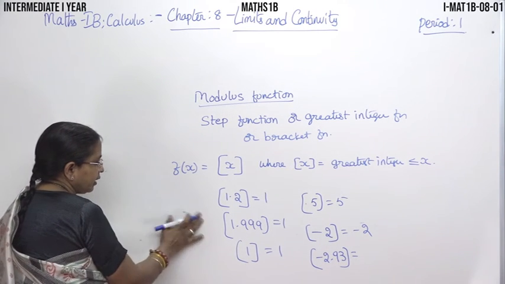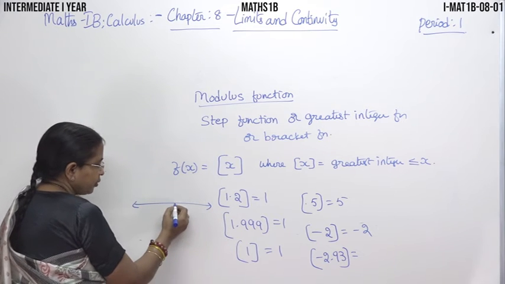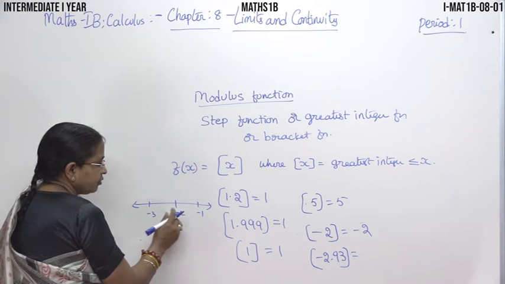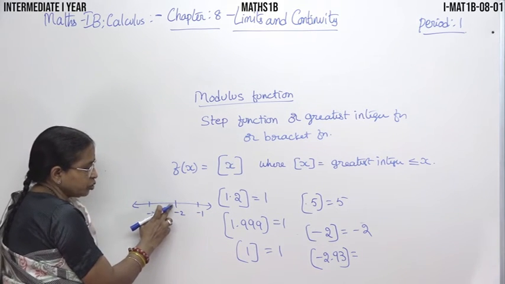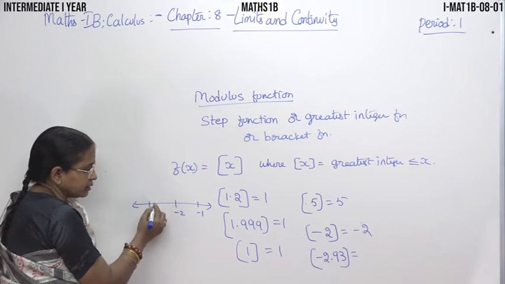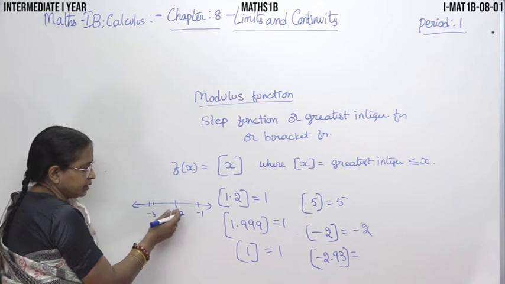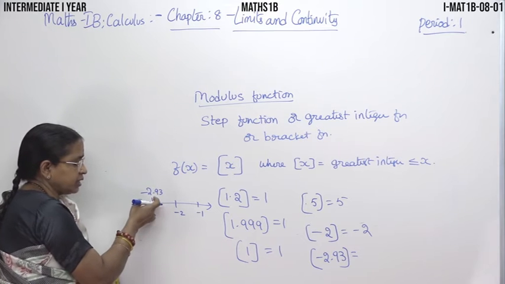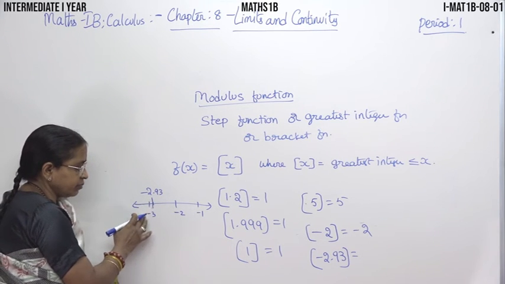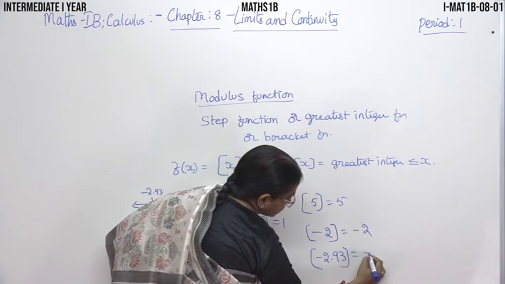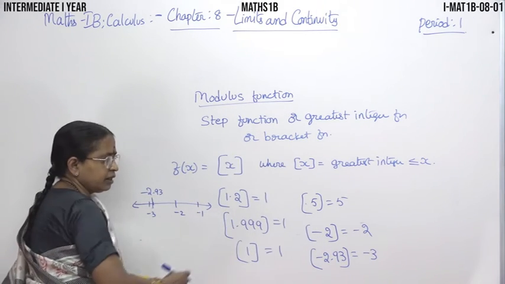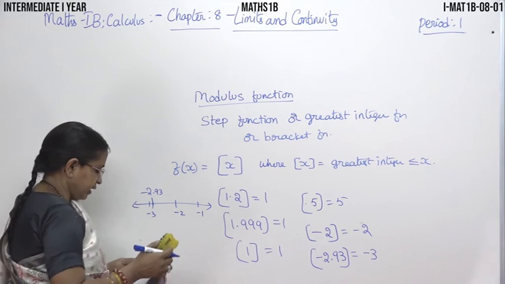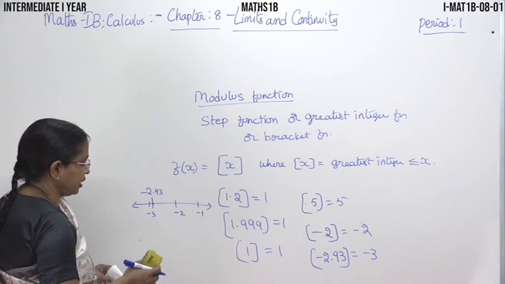When I take the real number line, suppose this is minus 2 and this is minus 3 and then minus 1. So where is minus 2.93? Between minus 2, minus 2.1, minus 2.2, like this, somewhere here you will have minus 2.93. So what is the greatest integer less than this number? Less than this number is minus 3. So I should write minus 3. You can think like this and then write the value. So this is how the greatest integer function or step function is defined.